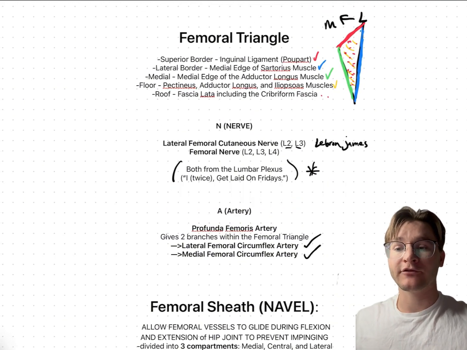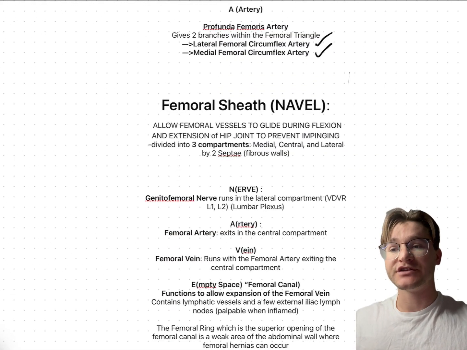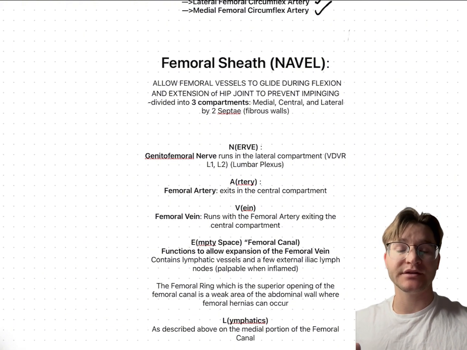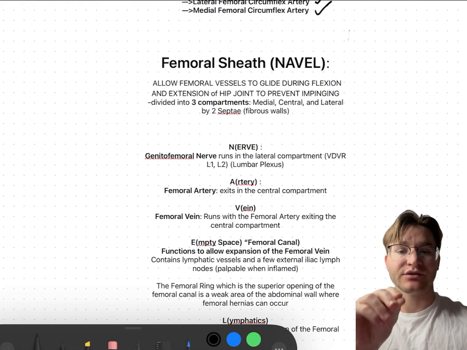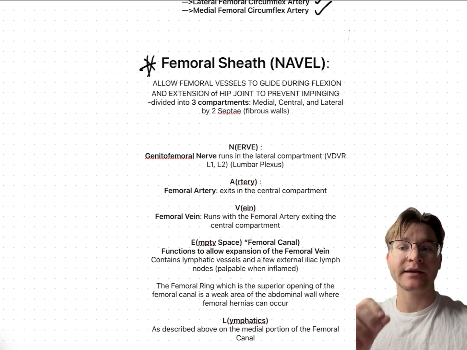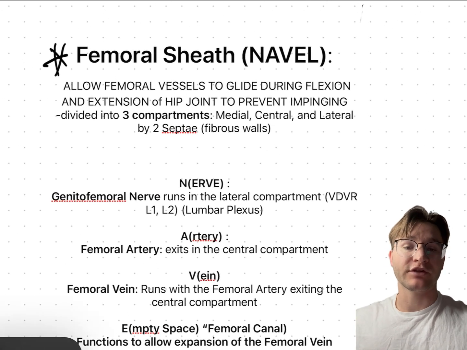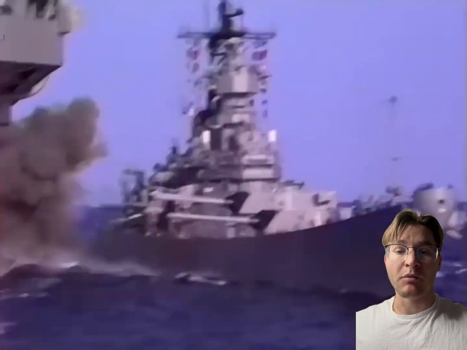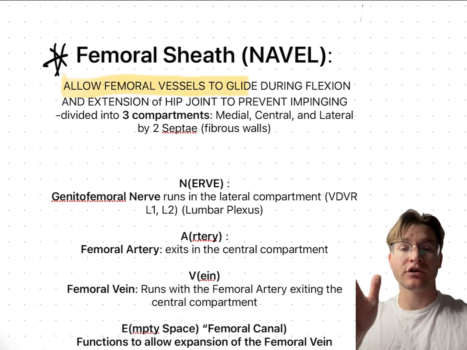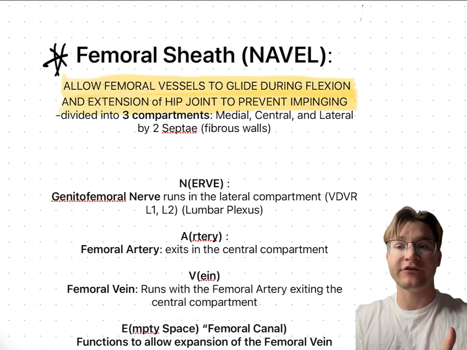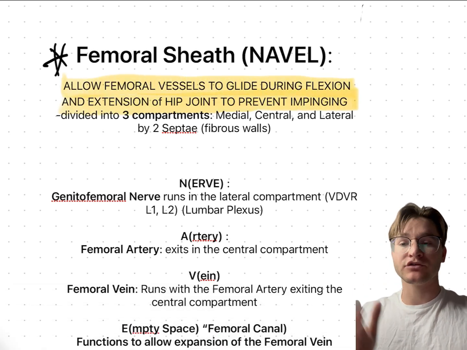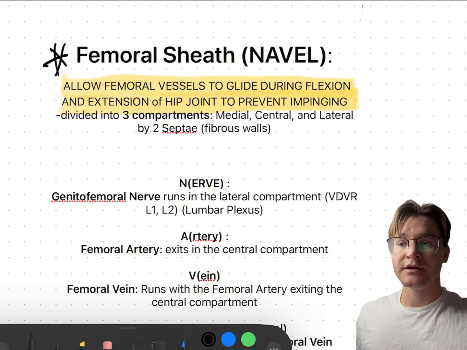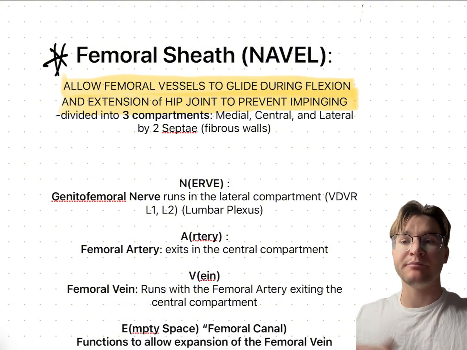So then we're going to have our femoral sheath, which is to prevent impingement, and it's a sheath, so it allows the structures to glide effortlessly with both flexion and extension of the hip, because it's a big pivotal joint. So NAVeL is going to be our mnemonic. NAVeL for nerve, artery, vein, empty space, and lymphatics, from lateral to medial as well. Okay, so once again, it prevents impingement.